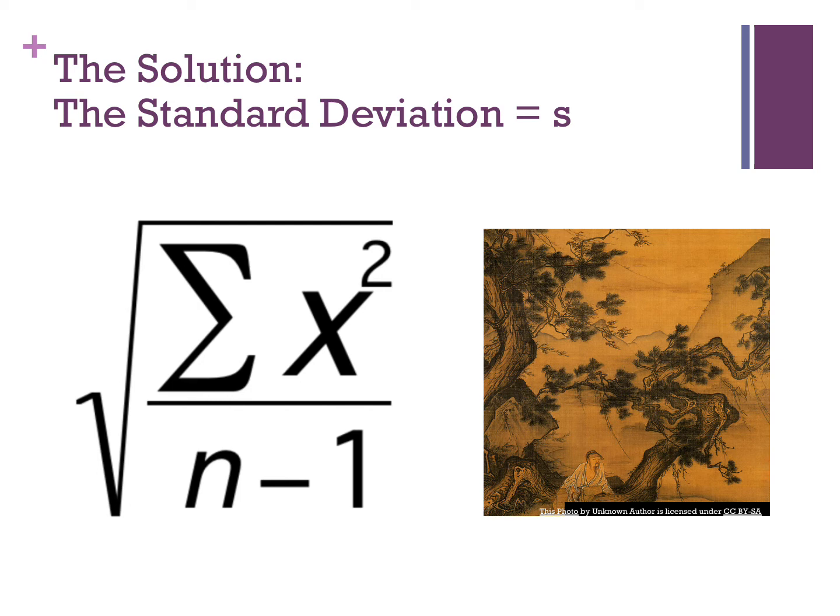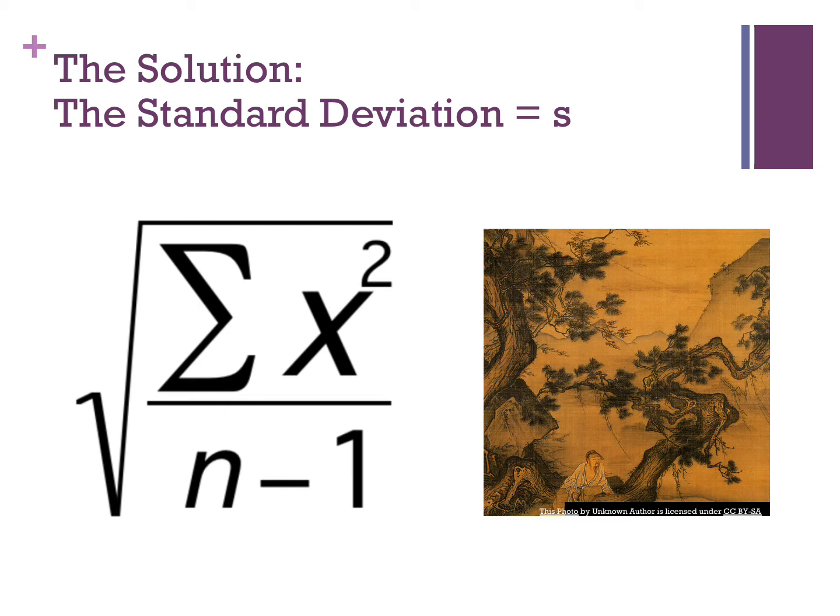So we see the symbol for standard deviation is a lowercase s, and here is our formula: sigma x squared divided by n minus 1, and take the square root of the entire thing.